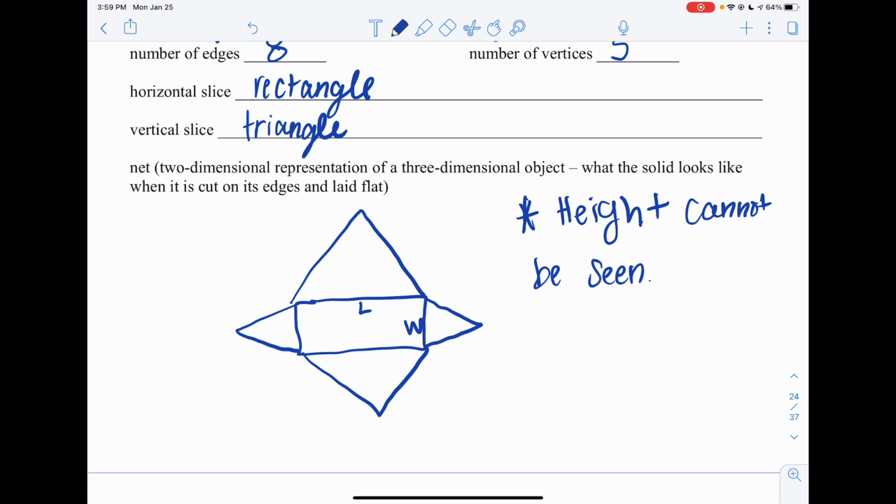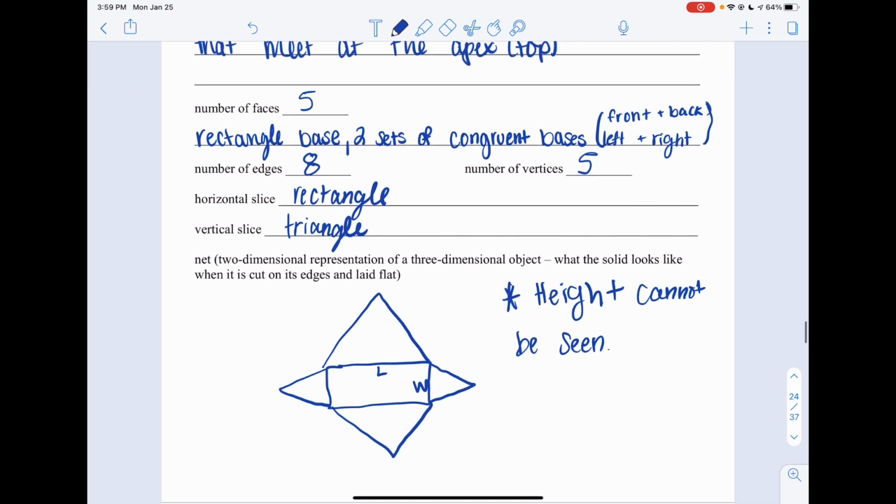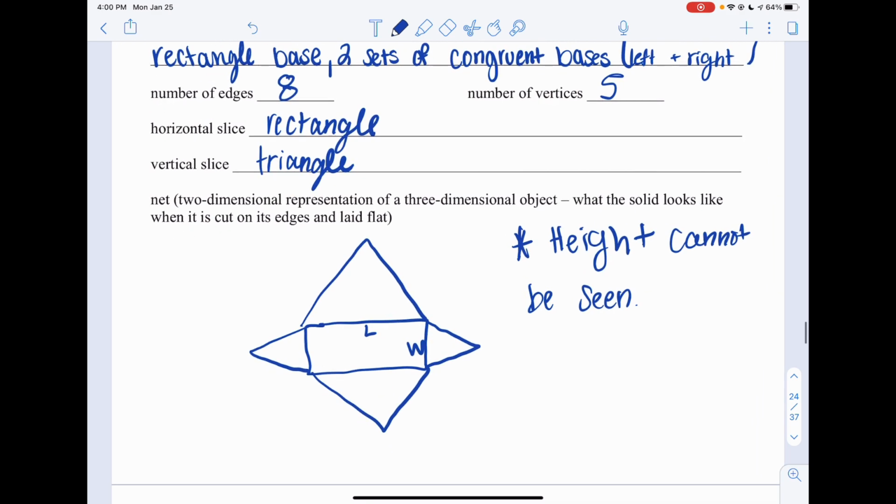Now, another thing I want you to kind of take in mind here is looking at the number of faces. Remember how I said you have 2 sets of congruent bases, which mean the front and back and left and right. If you look at the left and right triangles I have on my net, they're congruent to each other. And then I also have my front and back triangles. Those are congruent to each other. So they're different measurements because of the rectangle that we are dealing with now, okay?